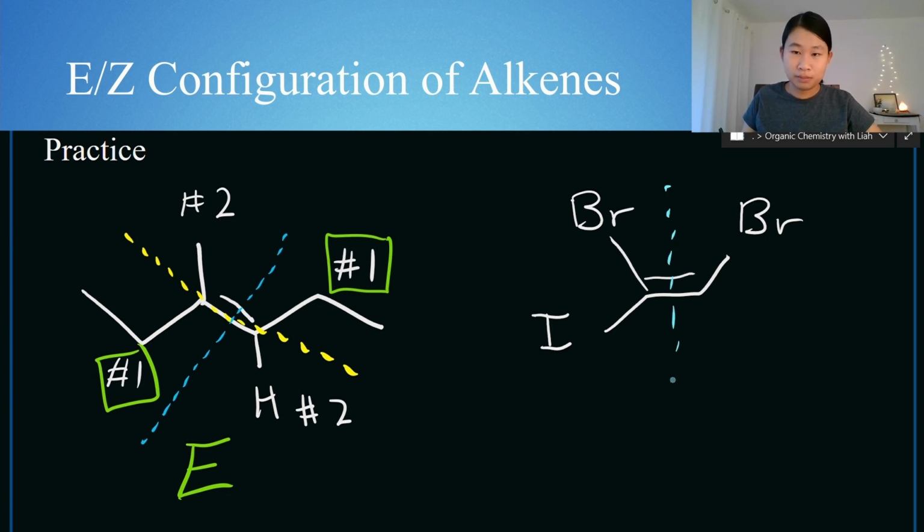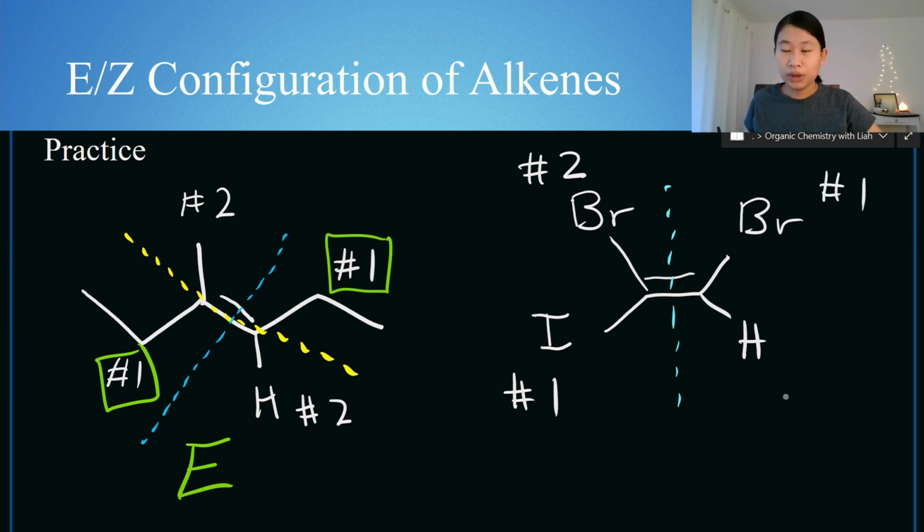We'll split this with a line that's perpendicular to the double bond, and then we're going to decide priorities. On the left, we have iodine versus bromine. Iodine gets priority number 1 because it's heavier, and bromine gets priority number 2. Now for the other side, I'll draw the implied hydrogen, and here we're comparing bromine with hydrogen. Bromine clearly is priority number 1, and hydrogen will take priority number 2.